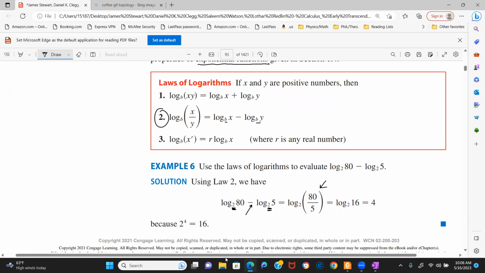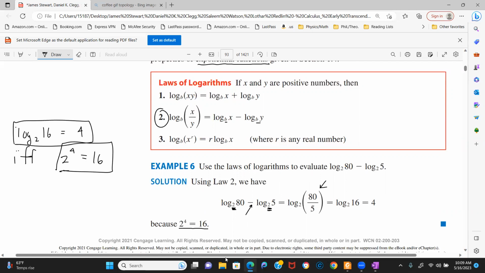So you take that, 80 divided by 5 is 16, and then log base 2 of 16 is equal to 4. In other words, remember, that's the defining property of the log. It says that log base 2 of 16 is equal to 4 if and only if 2 to the 4 is equal to 16. And that's in fact true. Because this equation is true, it follows that this equation is true. The one is true if and only if the other is true. All right, so that's an example of using that.